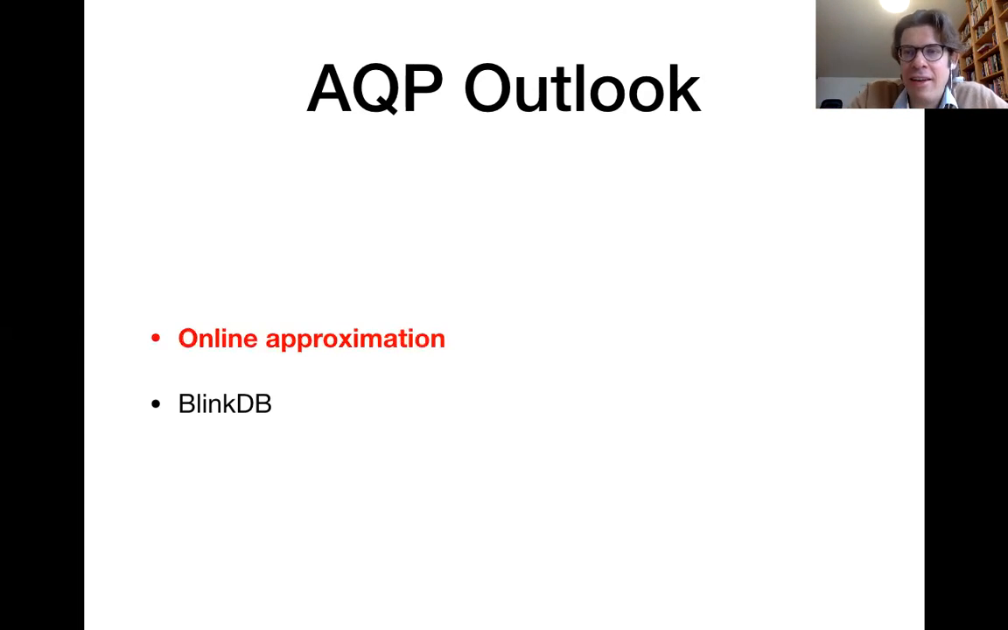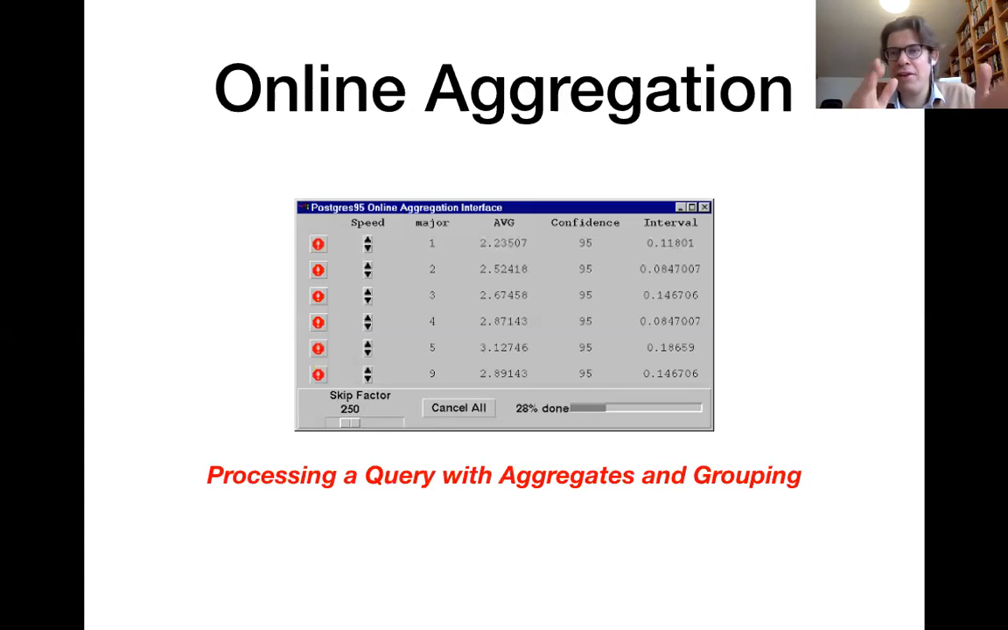We will start by discussing online approximation. What you see here is the interface for online aggregation. And as you see here, there are a couple of intermediate results being shown. Currently here, we are processing a group by query with some aggregates that we want to approximate. You also see a couple of buttons here, which probably allow you to interact with the system in some way while it is approximating.